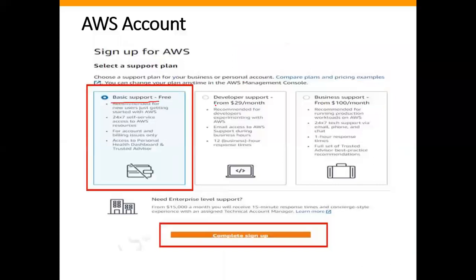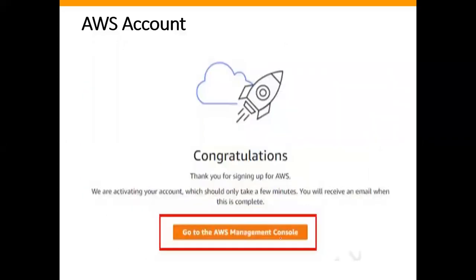We have one basic free plan, one is developer plan, one is business support plan. While practicing, we don't need these plans. So always select the basic plan. If you select these other plans, you will get a bill for them. Always select the basic plan and then complete sign up. After that, you will get a message as congratulations, and then you can click on AWS Management Console.